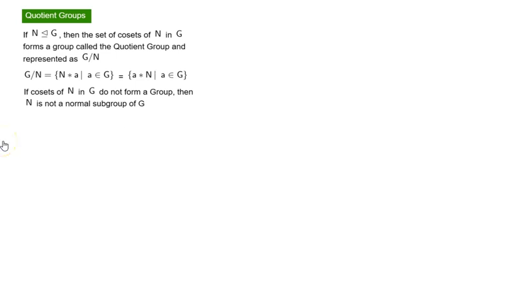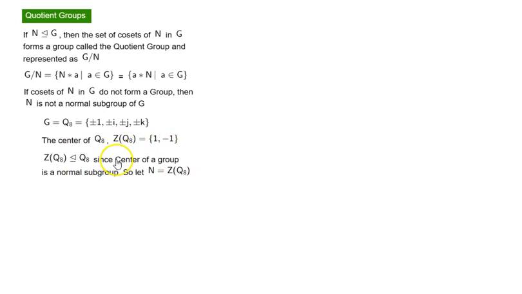So let's take an example and look at this concept. Now let's say G is equal to the group of unit quaternions. Here this is more of a subgroup of the unit quaternions, but let's treat this as a group, Q8. The center of Q8, in the previous session we saw, is Z of Q8 equal to {1, minus 1}. And we know that the center of a group is always a normal subgroup. So let N be equal to Z of Q8.